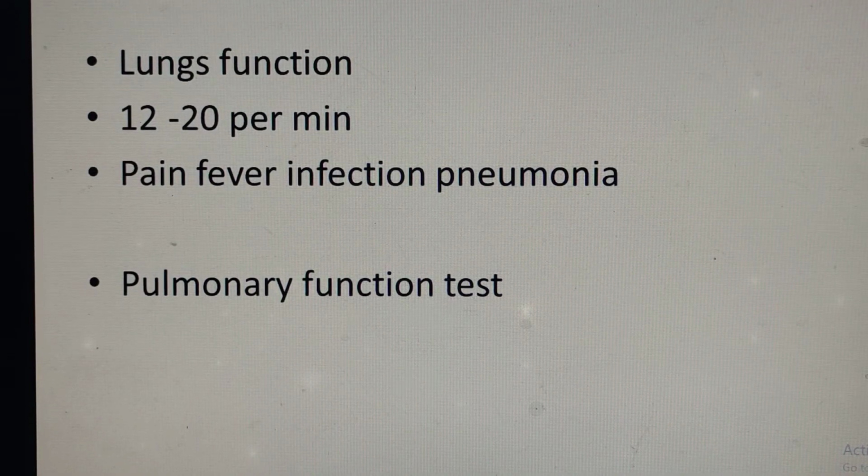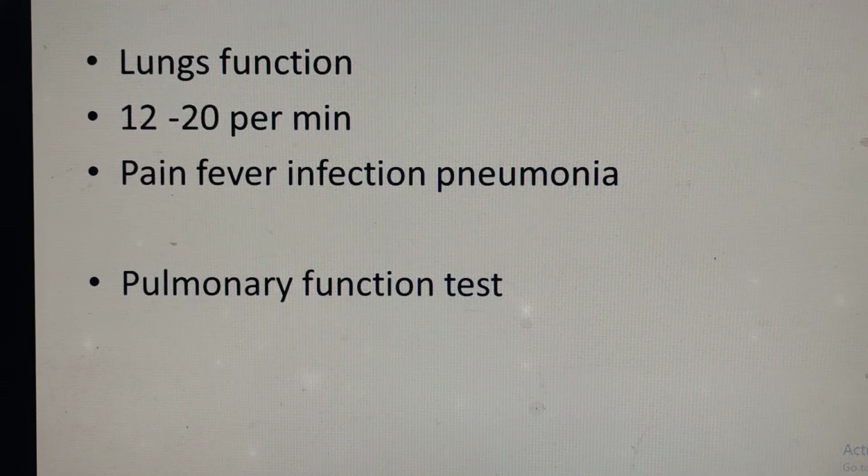Okay, so whenever you are looking at lung function, please try to appreciate that a normal adult has a respiratory rate of around 12 to 20 per minute. Average is around 16 respirations per minute. But this will go up if you're having pain. Definitely, if you're having pain, the respiratory rate will go up to 25, 30 also. Or if you're having fever, obviously it's going to go up. If you're having any kind of infection, it will go up.